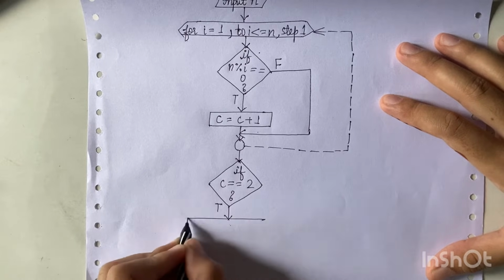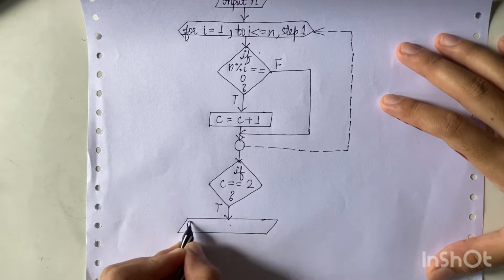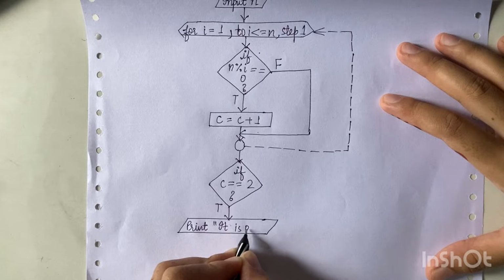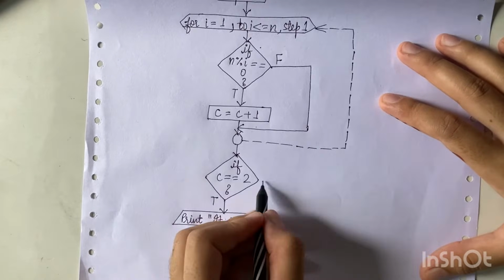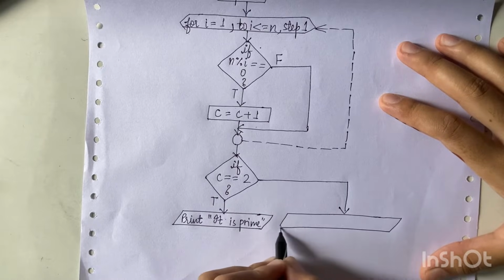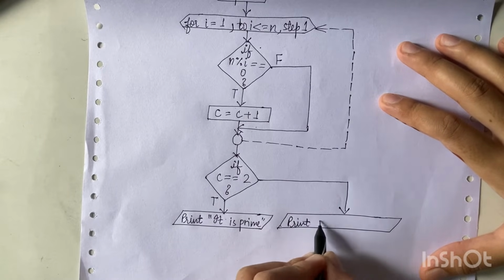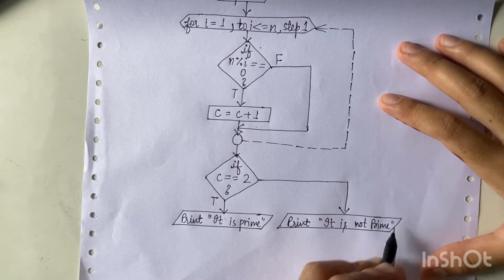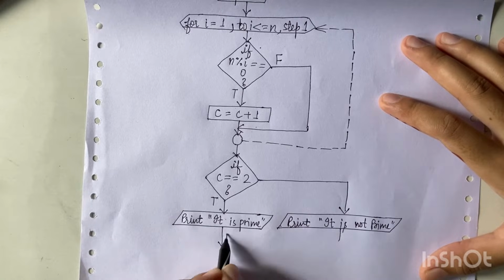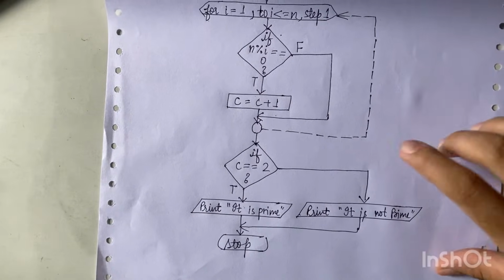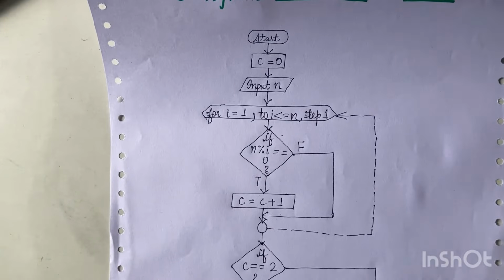this condition is true, then we will print it is prime. If this condition is false, then we will print it is not prime. And stop.